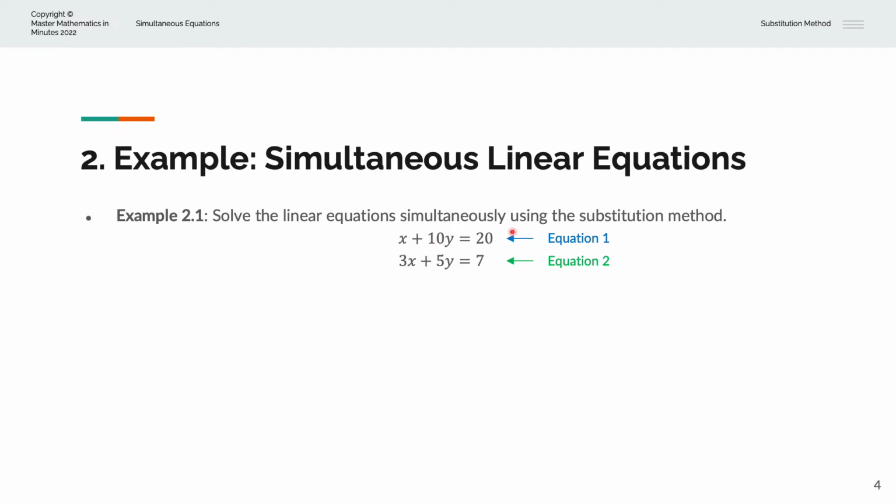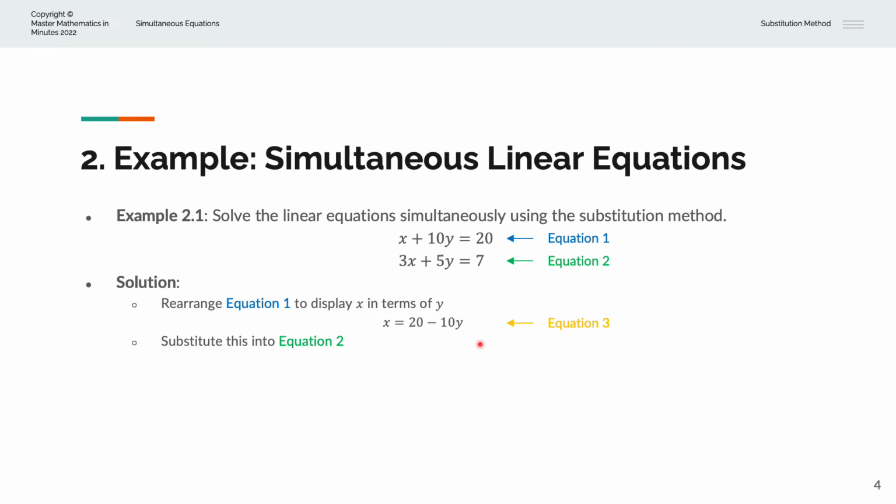If we were to bring 10y towards the right, we're able to write x in terms of y. The second equation is a lot harder to work with, because you have 3 times x and 5 times y. To rewrite x in terms of y, you'll need to divide the equation by 3 at some point. So we'll pick the first equation to write x in terms of y. Rearranging equation 1 to display x in terms of y, we'll bring the 10y to the right hand side. And that gives us x is equal to 20 minus 10y. And we'll call that equation 3.